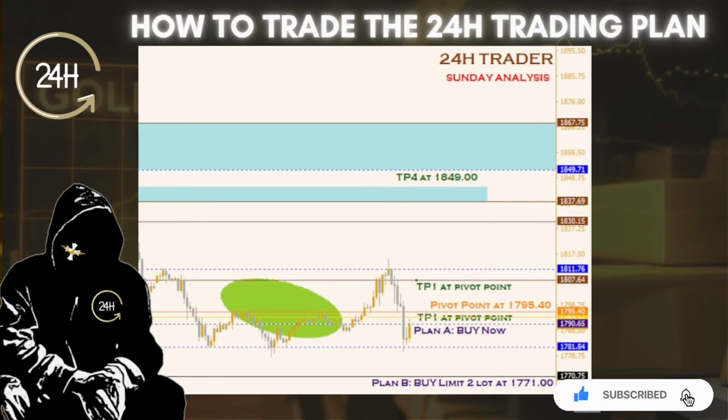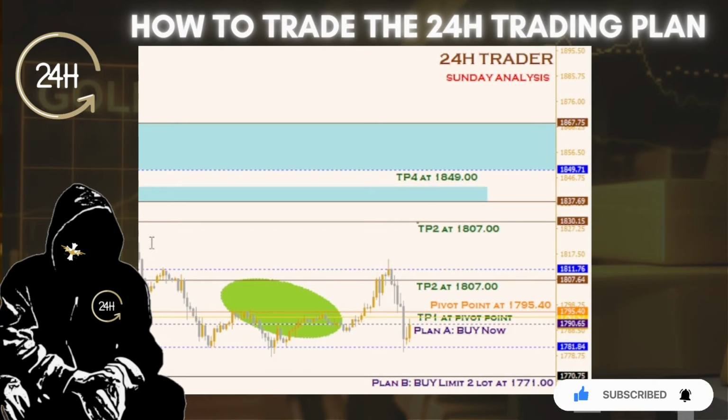If you open a trade, the plan A, when the market opens at 1790.65, probably with the spread around 1791, and you take profit at 1795 with one lot, you already have 4 points of take profit. With one lot, that will be around $400 of profit if you take only take profit one. So that's already a good profit for you to have every morning.